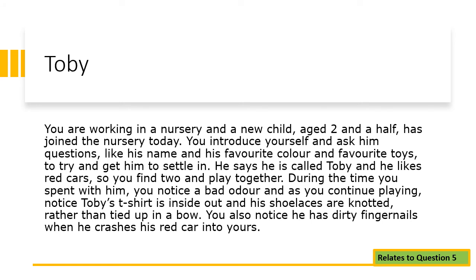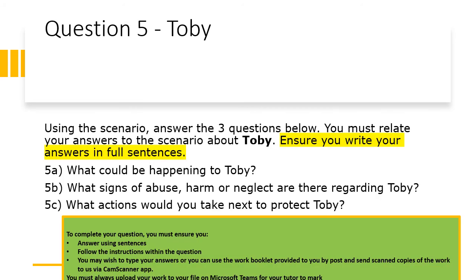He says he is called Toby and he likes red cars, so you find 2 and play together. During the time you spent with him, you notice a bad odour, and as you continue playing, you notice that Toby's t-shirt is inside out and his shoelaces are knotted rather than tied up in a bow. You also notice he has dirty fingernails when he crashes his red car into yours. So I want you to think about that scenario, think about Toby, and then what I want you to do, I want you to answer the 3 questions below.